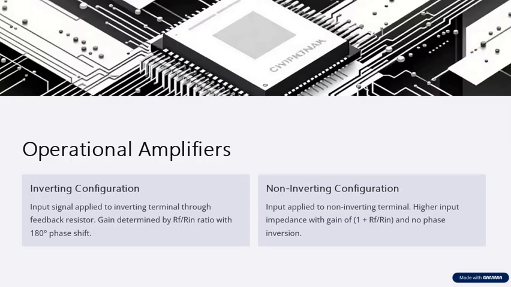In the non-inverting configuration, the input is applied to the non-inverting terminal. It has higher input impedance, and the gain is 1 plus RF divided by Rin. There is no phase change in this configuration.